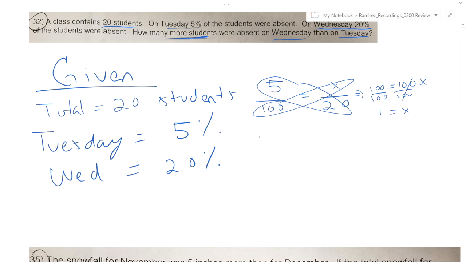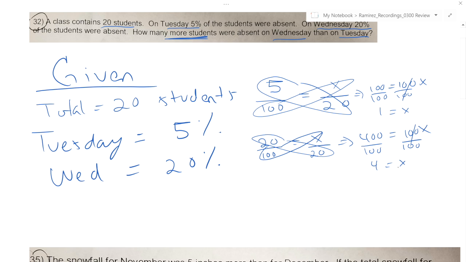Now let's do it for Wednesday. On Wednesday, we had 20%, so 20 out of 100. And here we're trying to figure out how many out of 20 were absent, and again just cross multiply, and then you end up with 400 equals 100x, and then just divide by 100, and you end up with 4 equals x. So on Wednesday 4 students were absent, and what was our question?